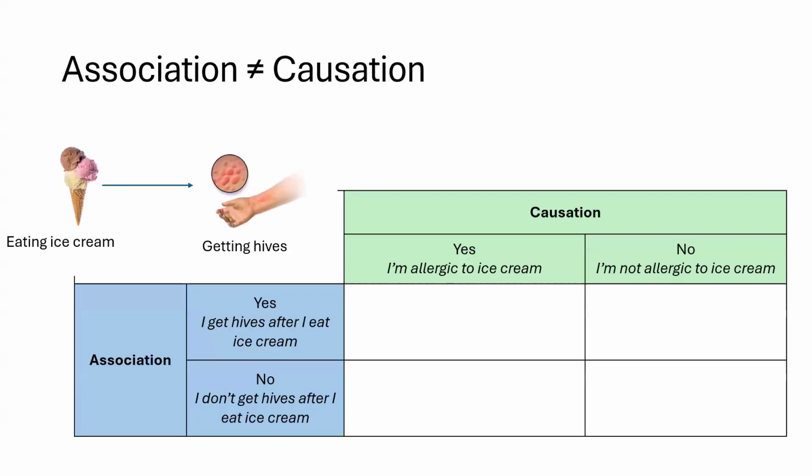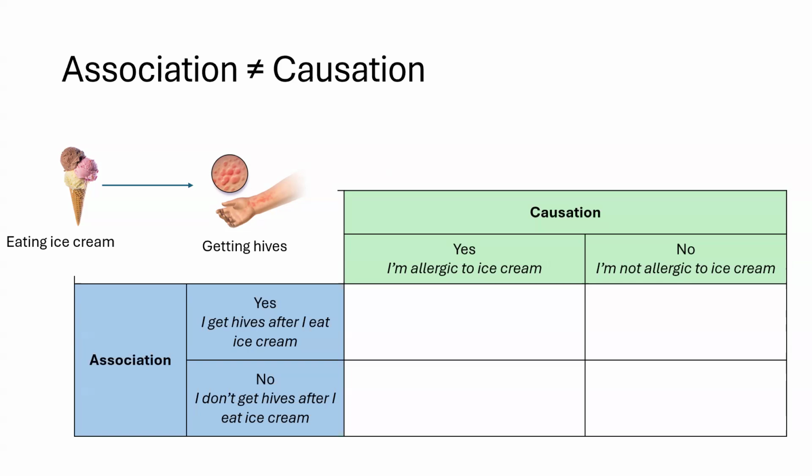So in causal inference, we think deeply about the distinction between association and causation. You've probably heard the phrase correlation does not imply causation. Well, it's also true that lack of correlation does not imply lack of causation. Here I'm using association instead of correlation because it's a more general term.